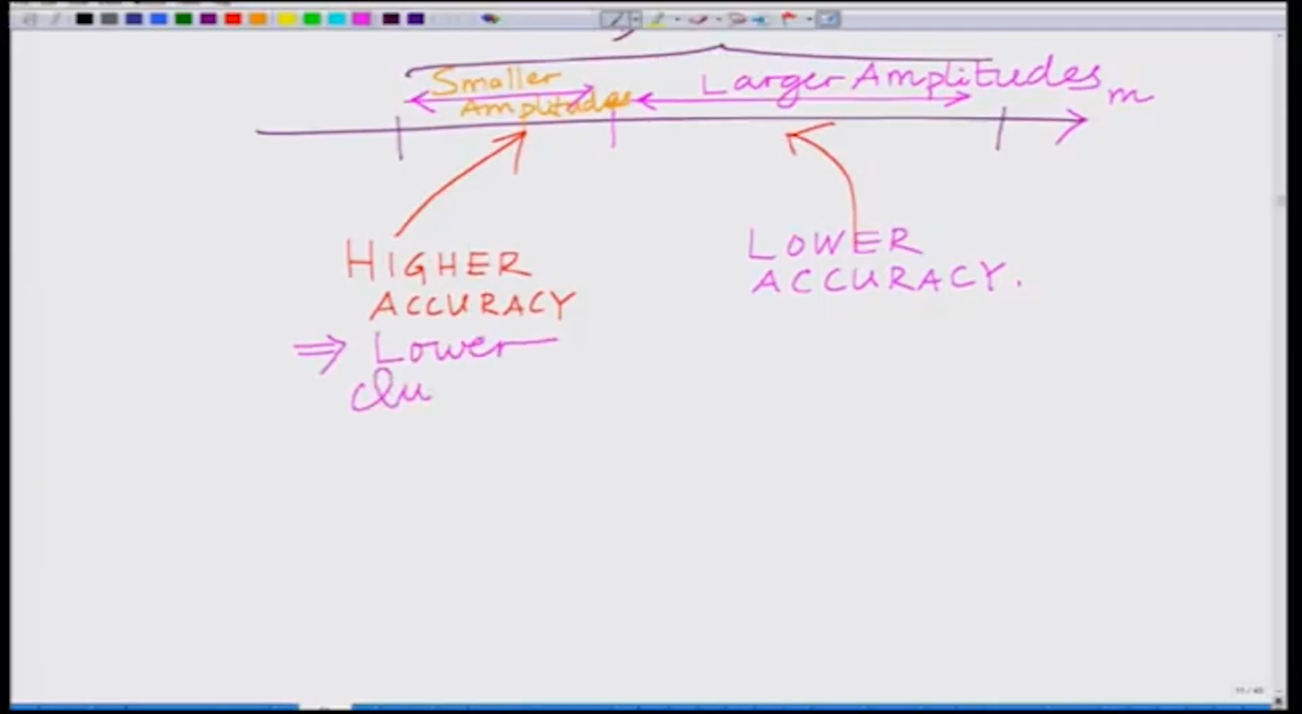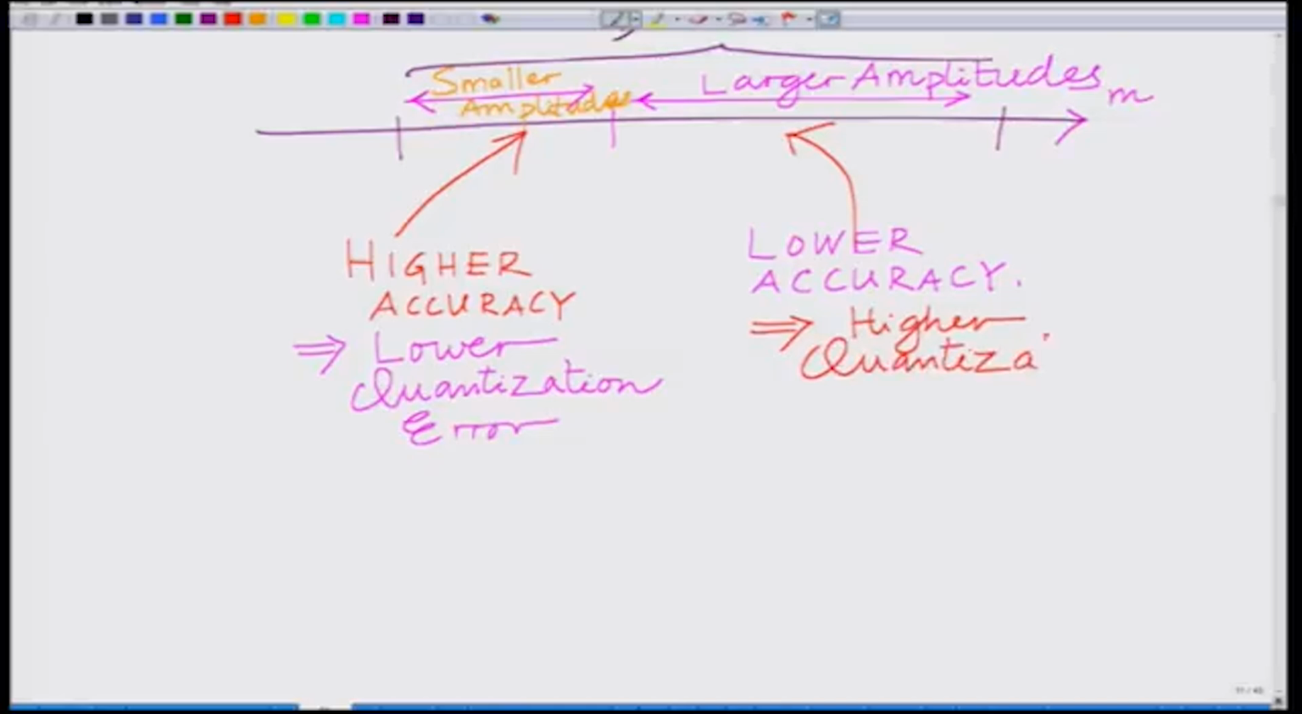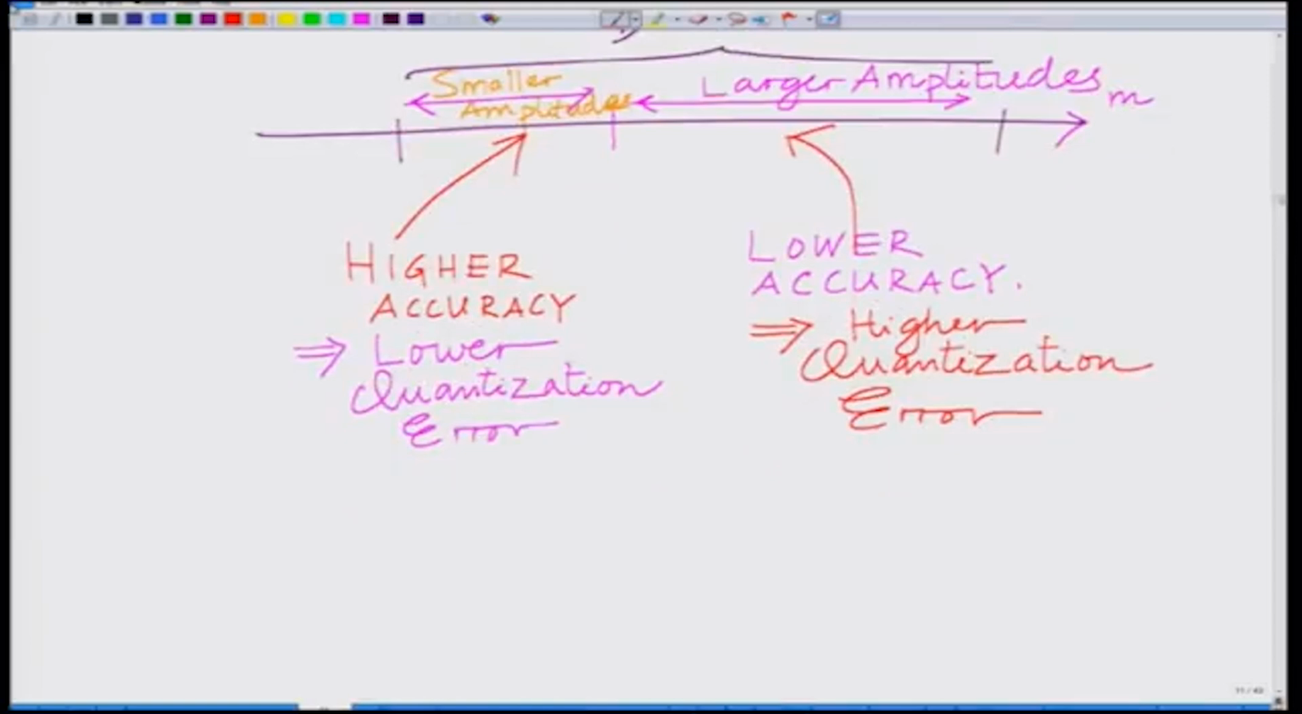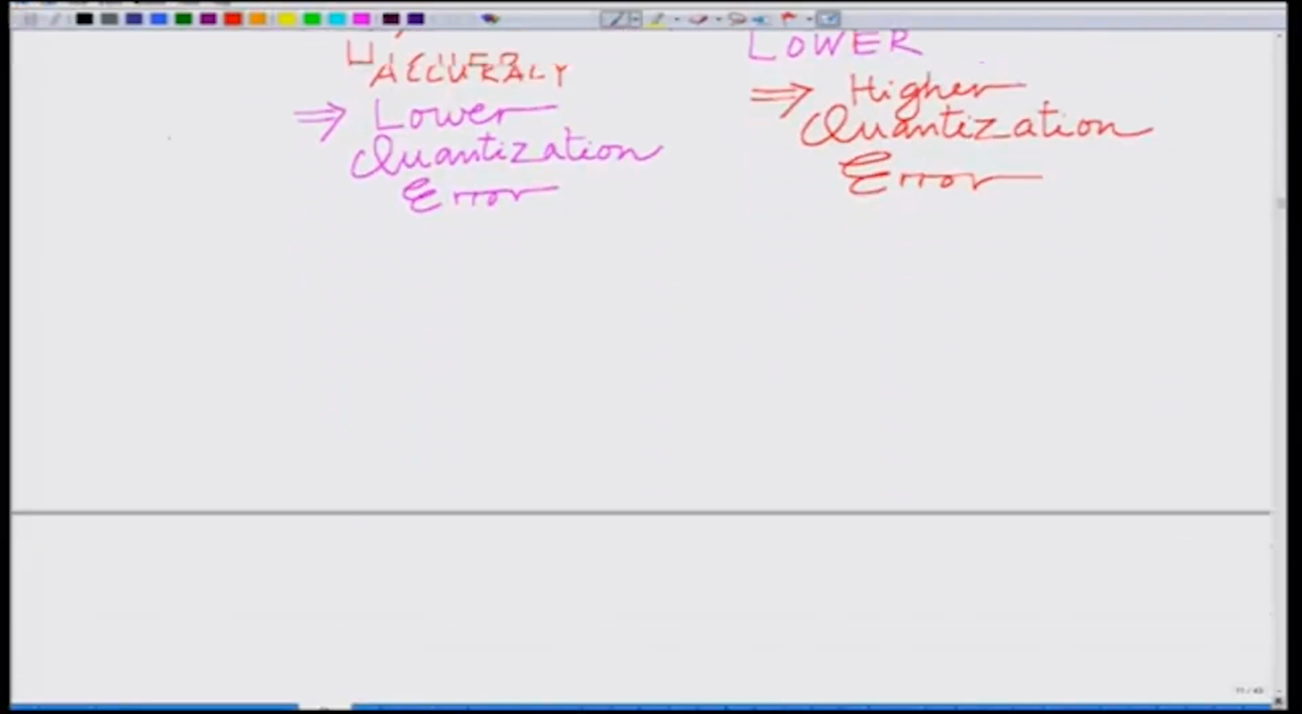Lower quantization error in the smaller amplitude region. In the larger amplitude region, we can have a higher quantization error.